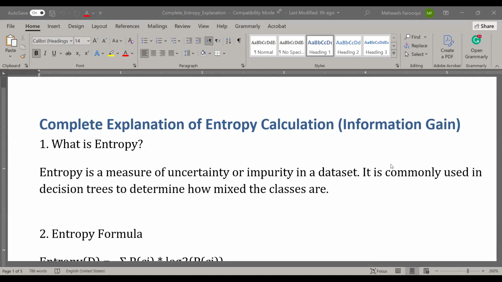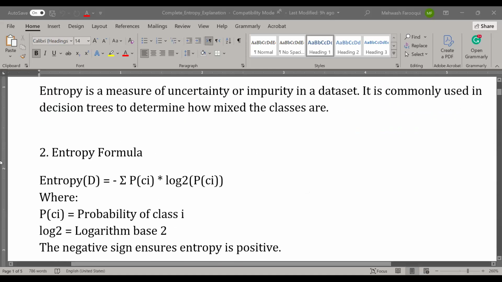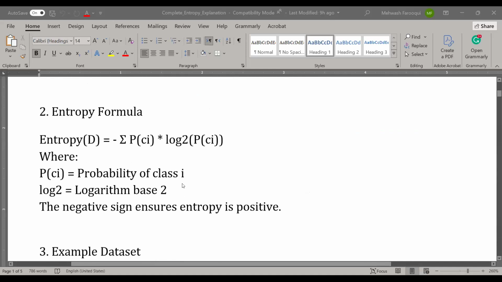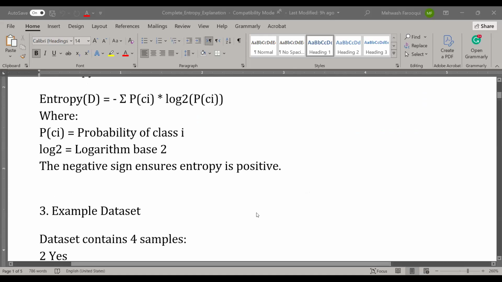So what is entropy? Entropy is the measure of uncertainty or impurity in a data set. It is commonly used in decision trees to determine how mixed the classes are. So this is the entropy formula. Okay, so what is P_i? Probability of class i, log base 2. The negative sign ensures that the entropy will be positive.